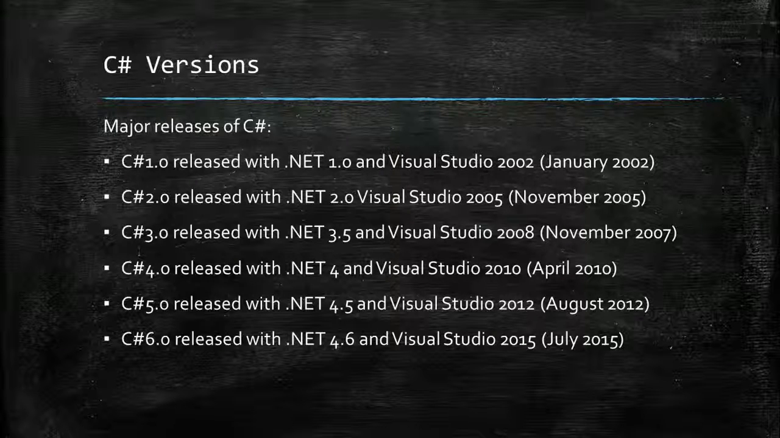C# 5.0 was released with the .NET Framework 4.5 and Visual Studio 2012 in August 2012. And finally, C# 6.0 was released with the .NET Framework 4.6 and Visual Studio 2015 in July 2015.